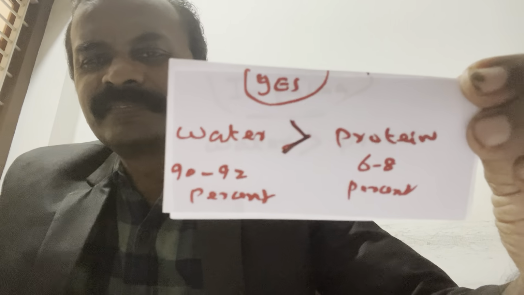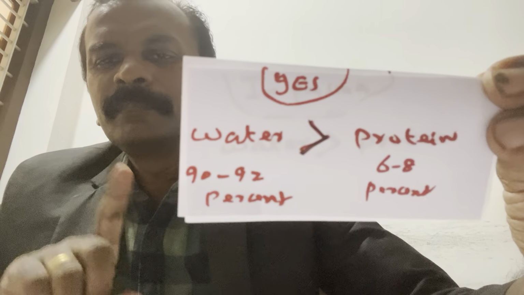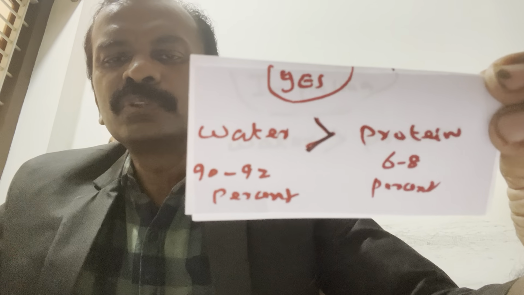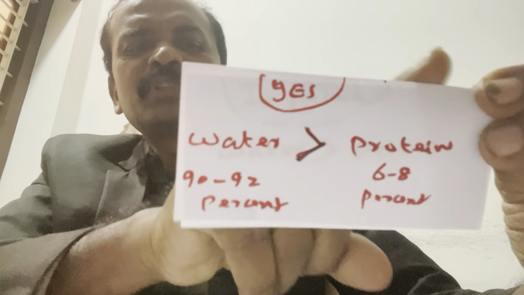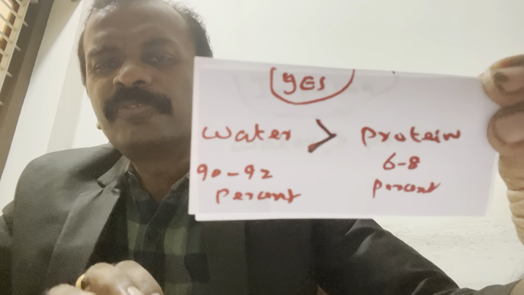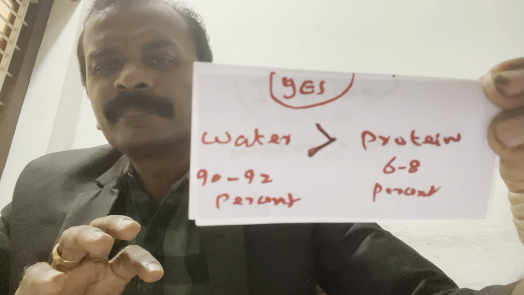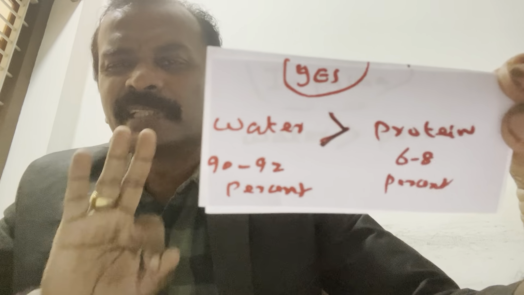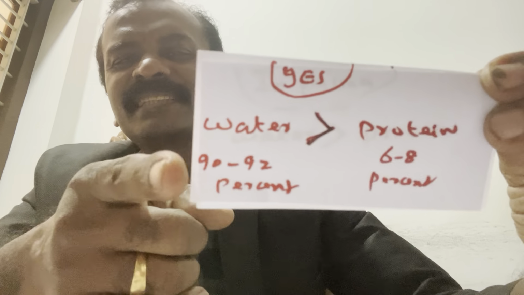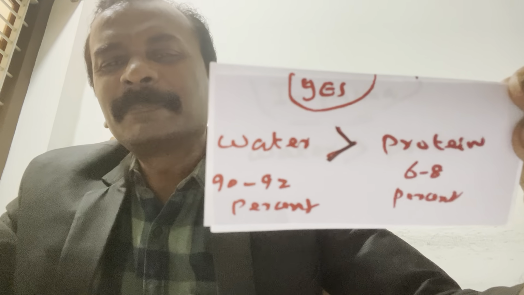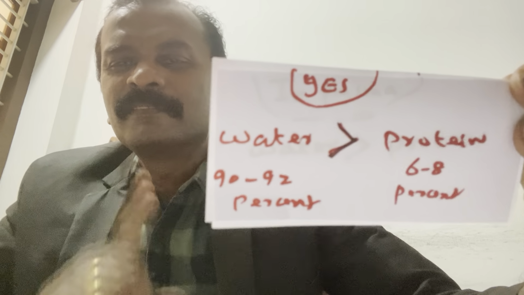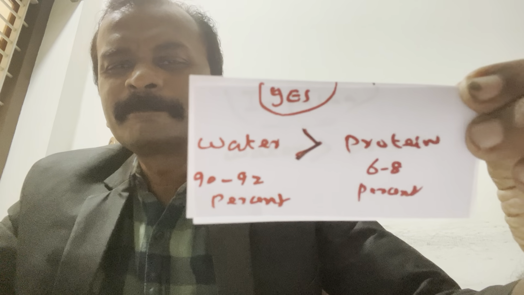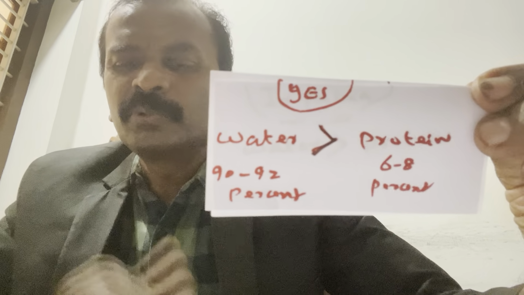You must know this. Yes, because plasma is 90 to 92% and protein is 6 to 8%. Three years back they asked this MCQ: what is the percentage of protein in plasma? 6 to 8% was an MCQ some 3 years back. So next year they can ask: what is the percentage of water in plasma? You must answer 90 to 92%. Is it not a rank deciding MCQ? Yes.